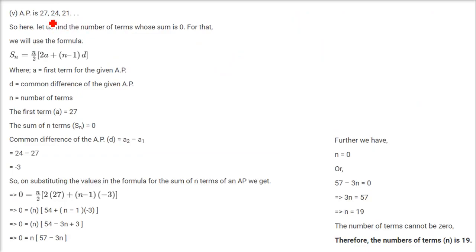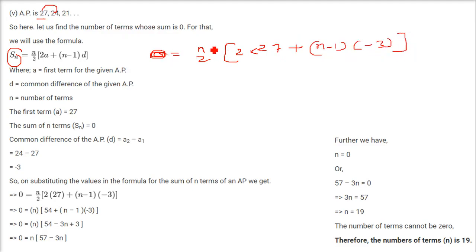Now I'll take this one. The sum has to be equal to 0. So we have a as 27. I'll use the formula Sn. Sum is 0. n by 2, 2a. What is a? 27. n minus 1. What was d? 24 minus 27, that is minus 3. It is 0, so this goes 0. 2 into 27 is 54.